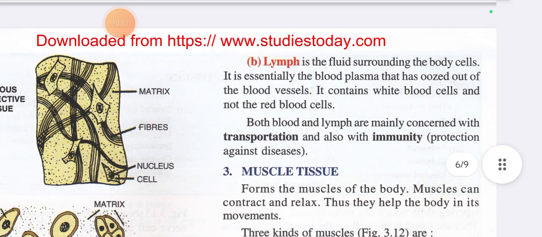Next we have lymph. So what is it? It is just a fluid which surrounds the body cells. It contains white blood cells, not red.